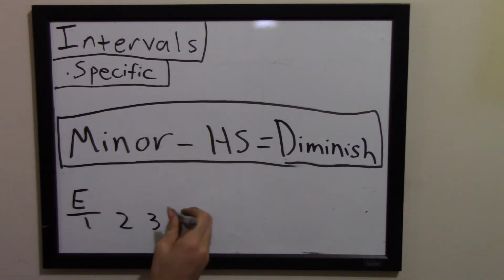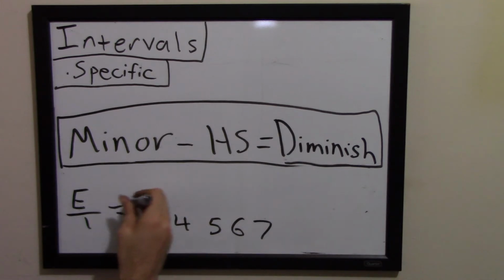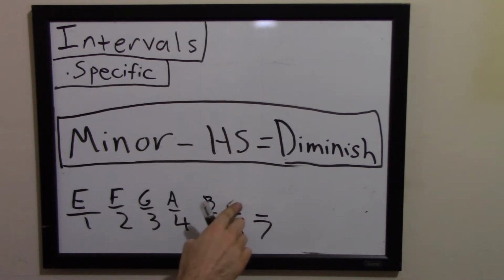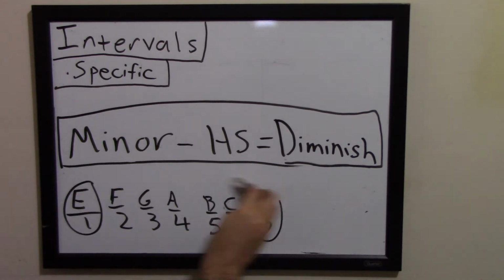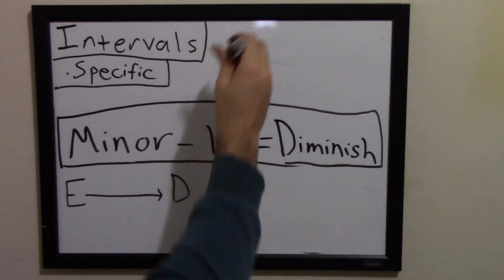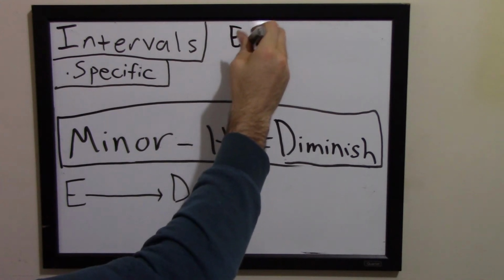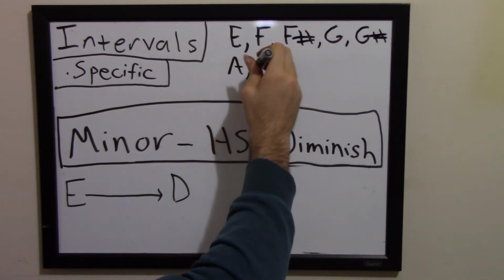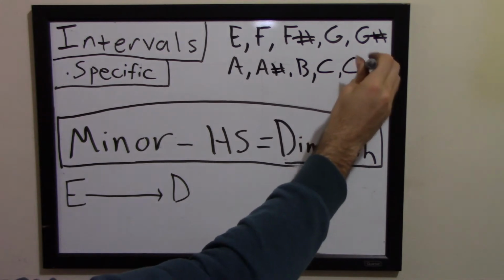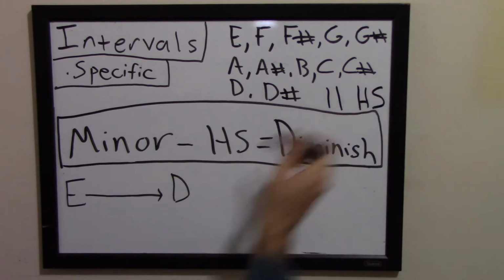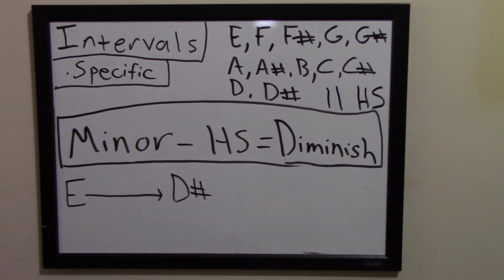What does that make our major seventh? So we know it's going to be a generic seventh that consists of 11 half steps. So E, F, G, A, B, C, D. That is 7. So it's going to be some kind of D. What kind of D is it going to be? Is it going to be a D sharp, a D flat? Let's find out. So from E to F is 1. From F to F sharp is 2. G, G sharp, A, A sharp, B, C, C sharp, D, D sharp. That is 11. So from E to D sharp is 11, and it is a generic interval of 7, so that is a major seventh.